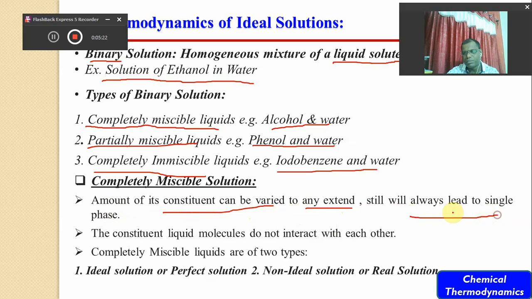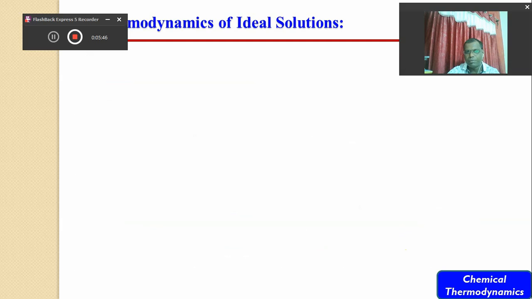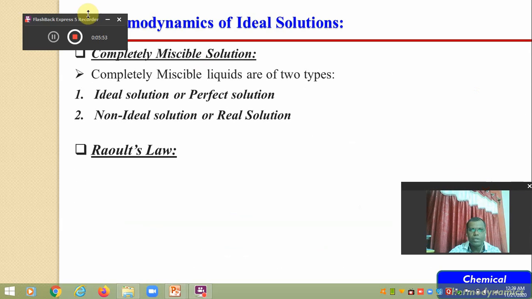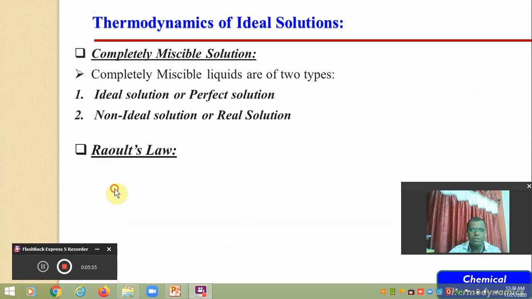Then the system will always exist in a single phase, and the constituent liquid molecules do not interact with each other. Completely miscible liquids again can be classified into two types. These are called ideal solutions, also called perfect solutions. The second type of completely miscible liquid is called a non-ideal solution, or these are also called real solutions.